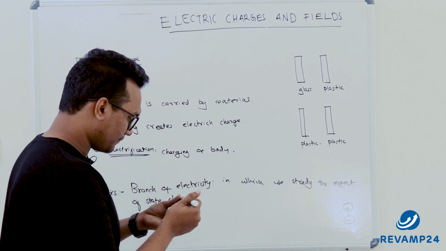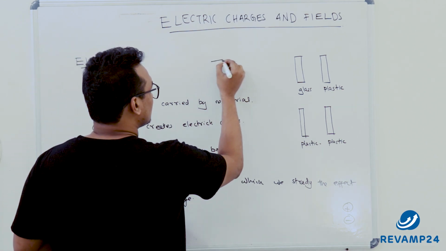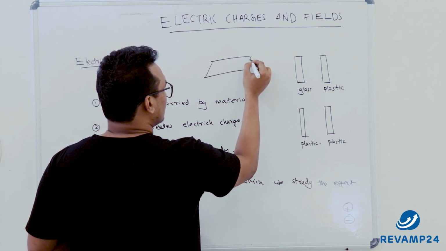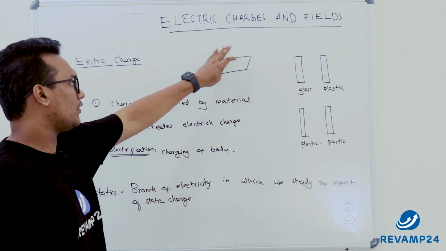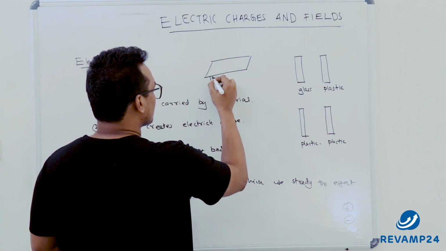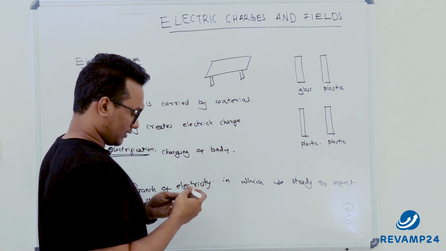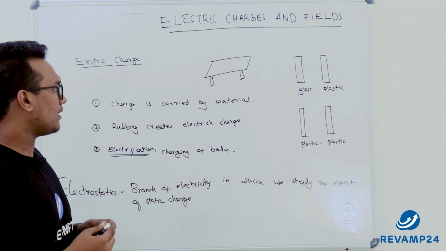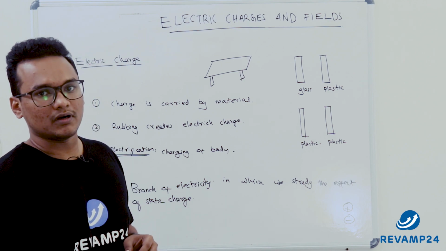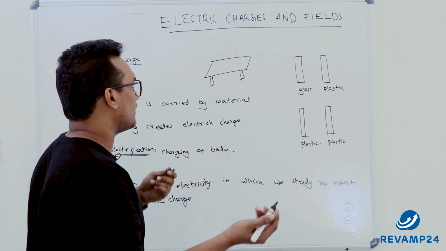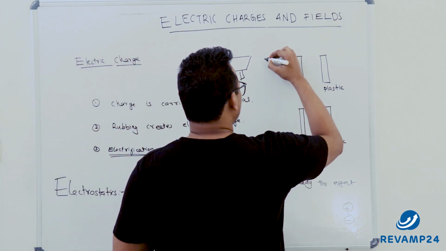Say for example, I have a rough surface. Say for example, this is the top of a table and I have a marker. Okay, so what I am going to do, I am going to rub the marker on the surface of the table. What will happen? We will see this in a big picture.